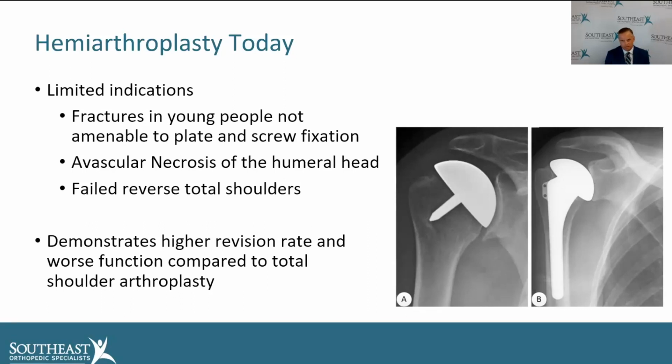Also, there is an indication for hemis in catastrophic failed reverse shoulder arthroplasty, and we'll touch on that a little bit later. When we compare hemi to total shoulder arthroplasty, there's a higher revision rate and worse function, which is why I think for the most part, hemiarthroplasty has a very limited indication, and I would tend to go for an anatomic total shoulder in most patients.